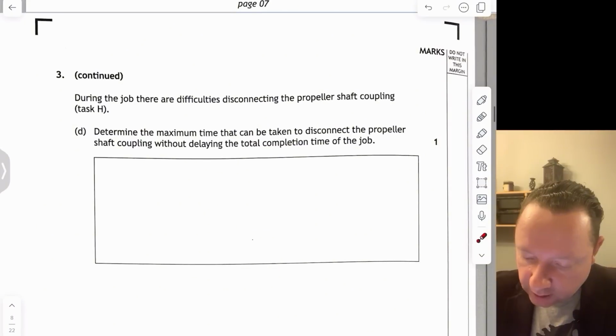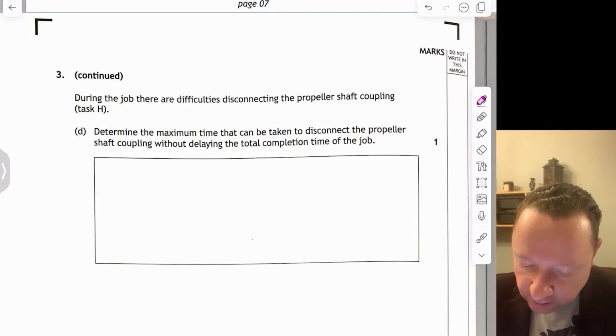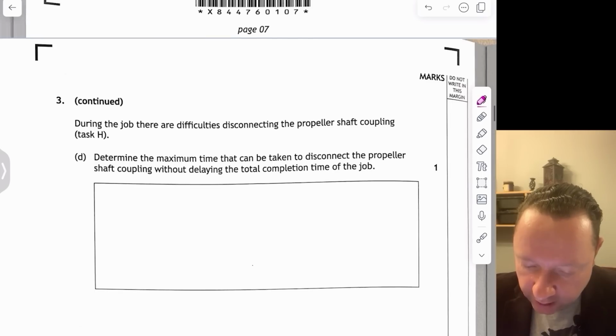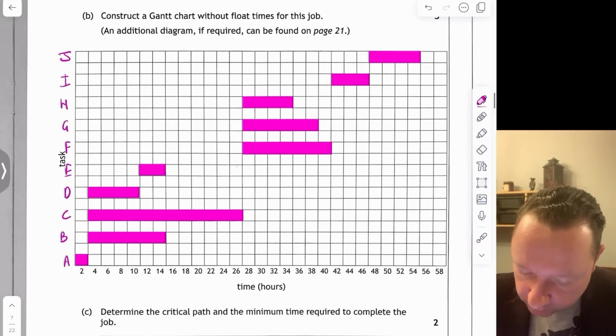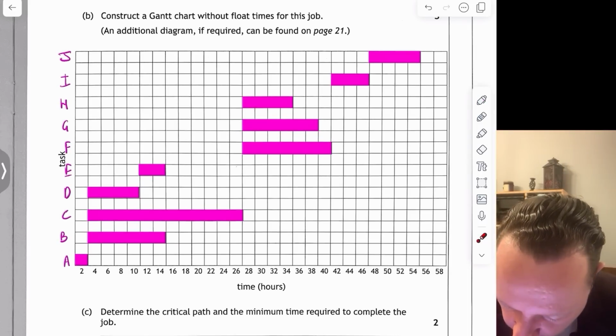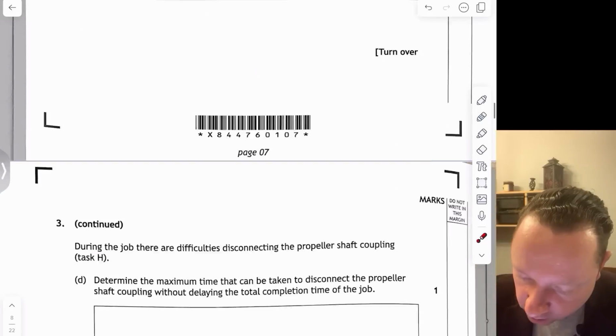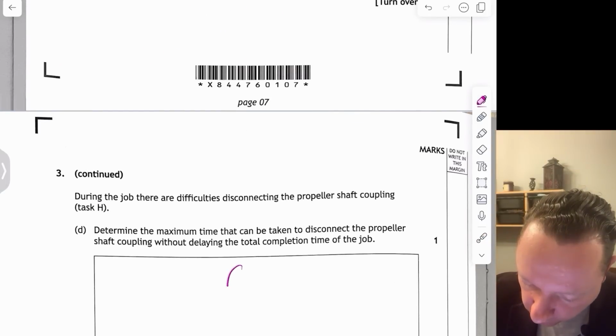Last bit of the question says, during the job difficulties disconnecting the propeller shaft coupling, task H, determine the maximum time it can take to disconnect the propeller shaft without delaying the total completion time of the job. So we're looking at task H. Again, we can look in either chart. Task H is here, and I need to start when F is finished. So I'm looking at that float time of 1, 2, 3 boxes, but that's 2, 4, 6. So that's 6 hours.